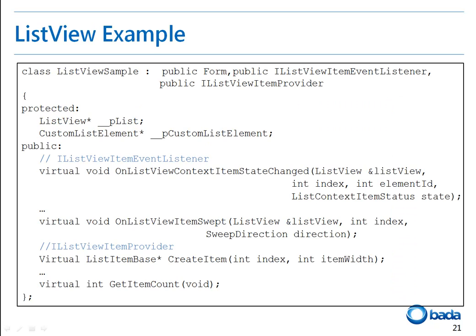Now, let's look at an example. Here I've shown the class declaration. It's derived from the iListViewItemEventListener and iListViewItemProviderItems. The iListViewItemEventListener interface provides the callbacks related to events, such as an item that's swept or there's a change in the context item state due to a user interaction. The iListViewItemProvider interface provides item creation and deletion related events.